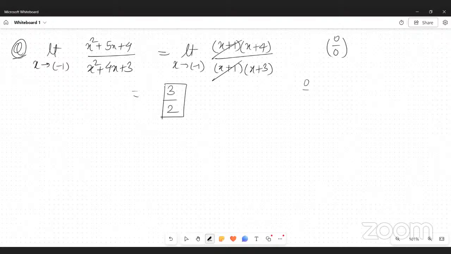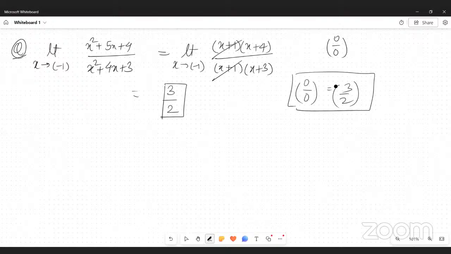So does that mean 0 by 0 is equal to 3 by 2? Can I say that? Is this statement true? Let me know in the chat box or by message.